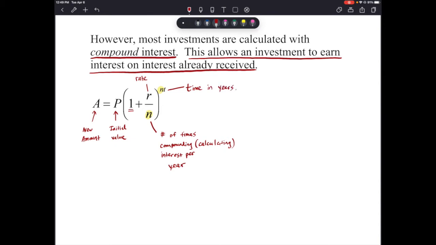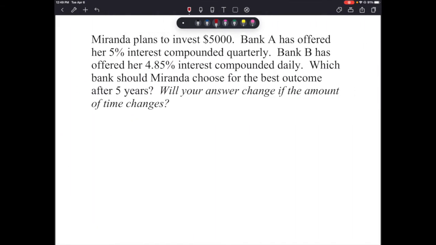So let's use this formula a little bit. Here's an example. Miranda plans to invest $5,000. Bank A has offered her 5% interest compounded quarterly. So that means they're going to take that 5% and compound it 4 times throughout the year. Quarterly means 4 times. So they're going to break it into 4 parts and do a little bit of it at a time.